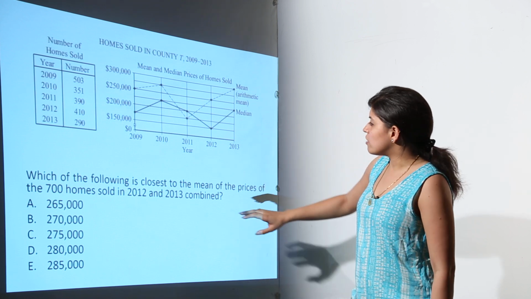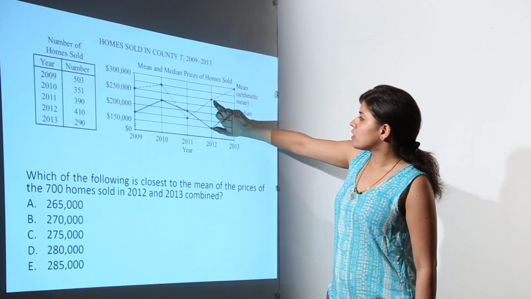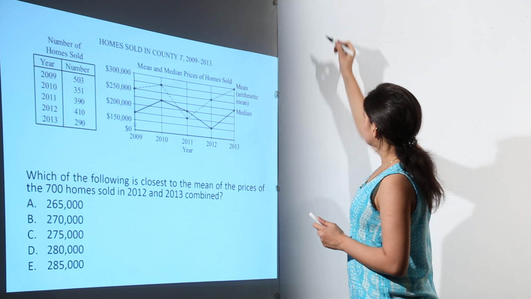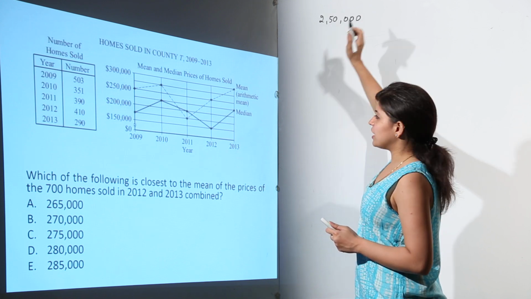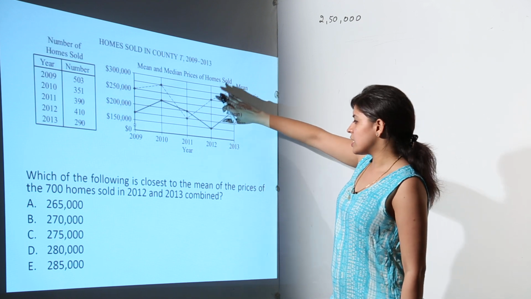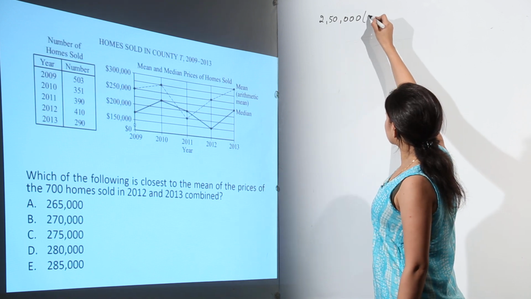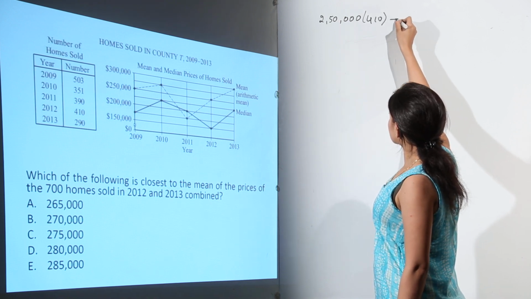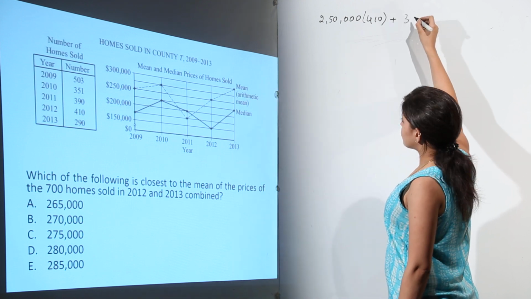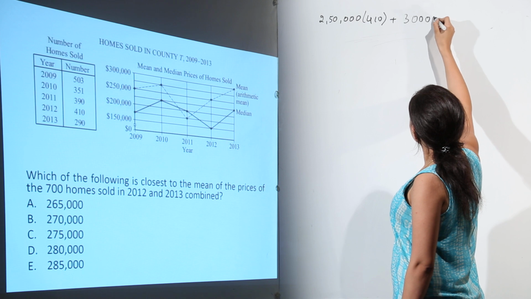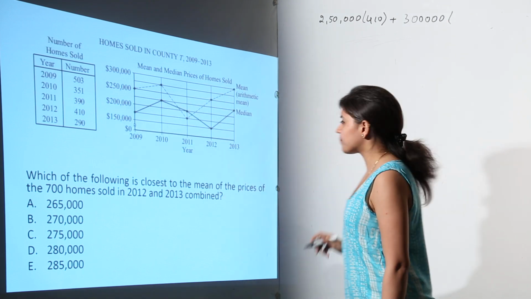In 2012, the mean was 2,50,000. 2,50,000 was the mean in 2012, and in 2012 the number of houses sold was 410. In 2013, the mean was 3 lakh, and the number of houses sold in 2013 is 290.